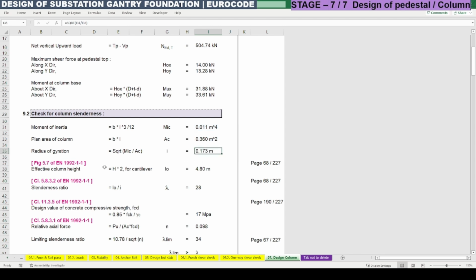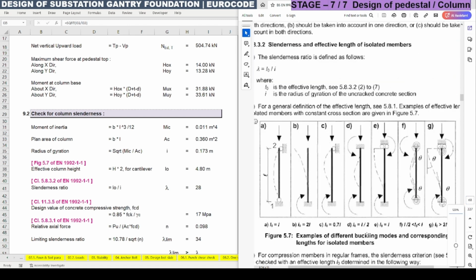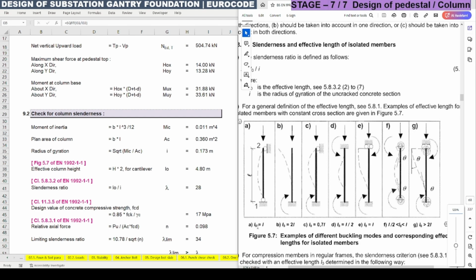Next we need to calculate the effective column height. This is mentioned in figure 5.7 of EN 1992. On the right hand side, you can see the PDF file of EN 1992 part 1 section 1. In order to get figure 5.7, we need to refer to page number 68. So here you can see the picture 5.7, which shows the shapes of the column length.